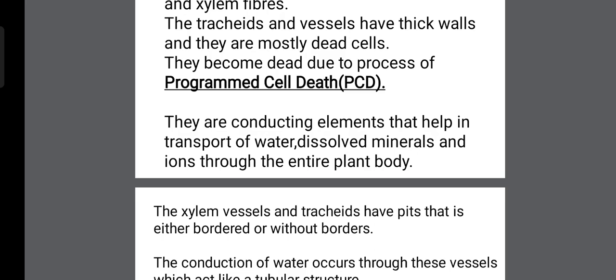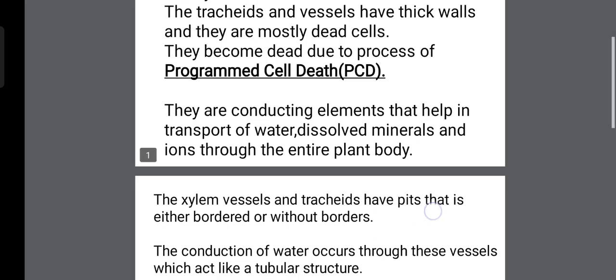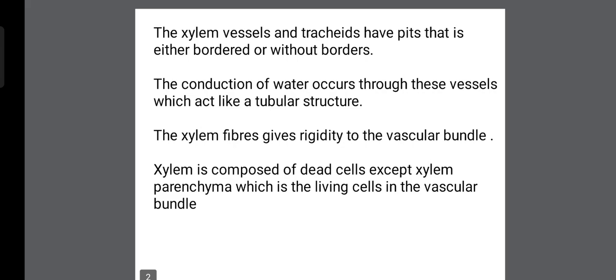Now, the xylem vessels and tracheids have pits that are either bordered or do not have borders. So, it is called bordered pits or simple pits. When you say the word pit, it means that there is a depression. When you say that you have a pit in the road, there is a depression in the road where the water stagnates. Similarly, these xylem vessels and tracheids have pits through which the water can conduct from one cell to another cell easily.